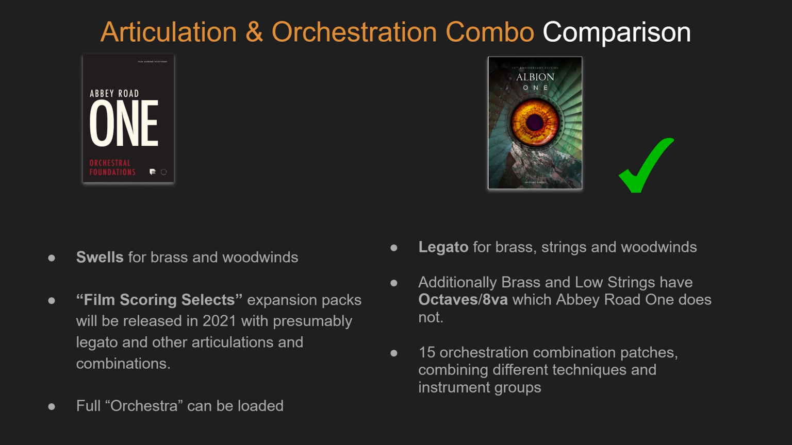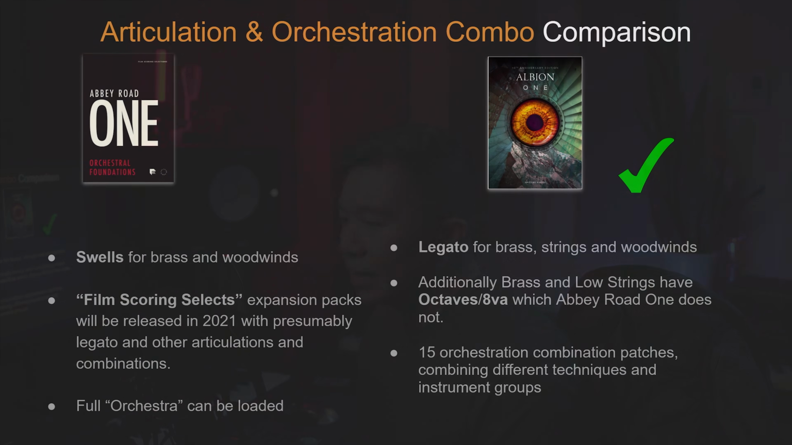Additionally, for Albion One, we have the brass and low strings with octaves, which Abbey Road One does not have, so that automatically comes recorded with octaves being played. And then also very handy, the 15 or so orchestration combinations, where sometimes they put woods and strings together, or low brass and low woodwinds together. Things like that blend and sound pretty interesting and pretty handy. I find that quite inspiring and useful, so I actually really like those things on Albion One.